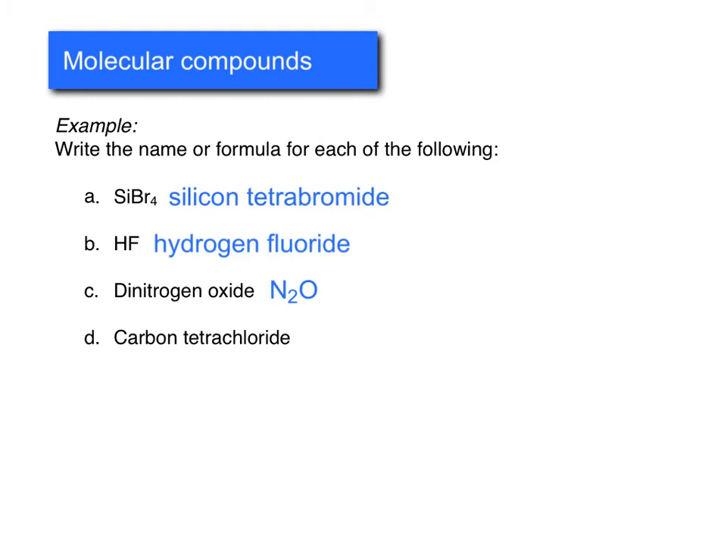So it's going to be C for carbon, Cl for chloride, and 4 of them. So carbon tetrachloride is CCl4.